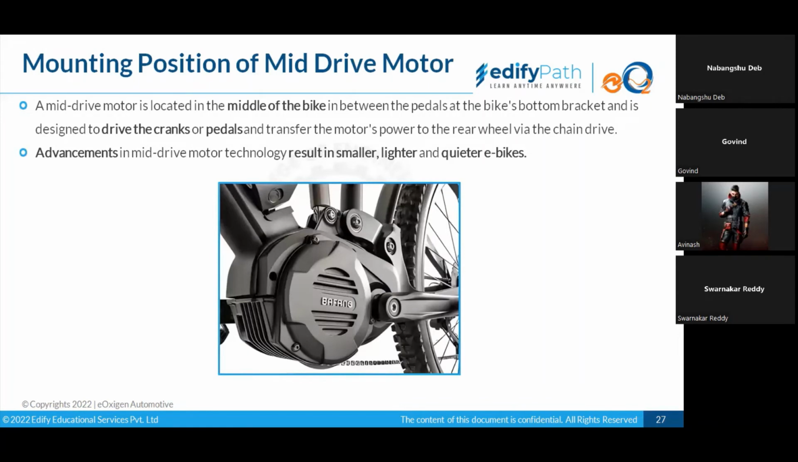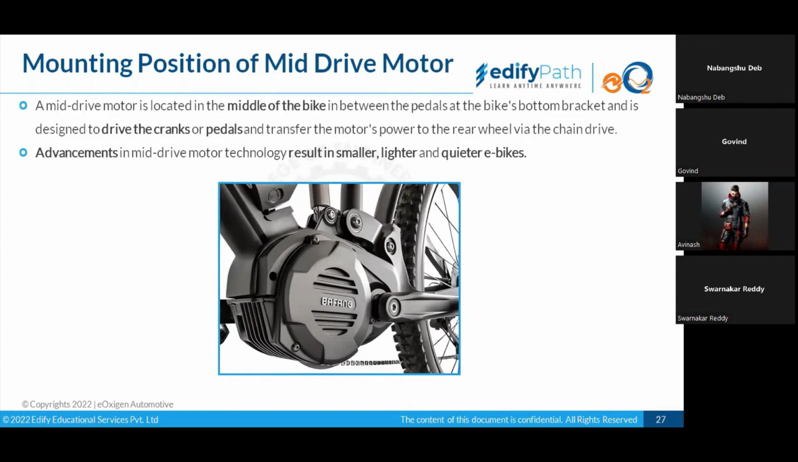But if you talk about electric vehicles, you have two options: either you keep it as a mid drive or you put in a hub motor. On that requirement, your chassis should be designed in such a way. So the mid-drive motor is located in the middle of the bike, in between the pedals at the bike's bottom bracket, and is designed to drive the cranks or pedals and transfer the motor's power to the rear wheel via the chain drive. We spoke about the transmission to the rear wheel being with the help of the chain or the belt.